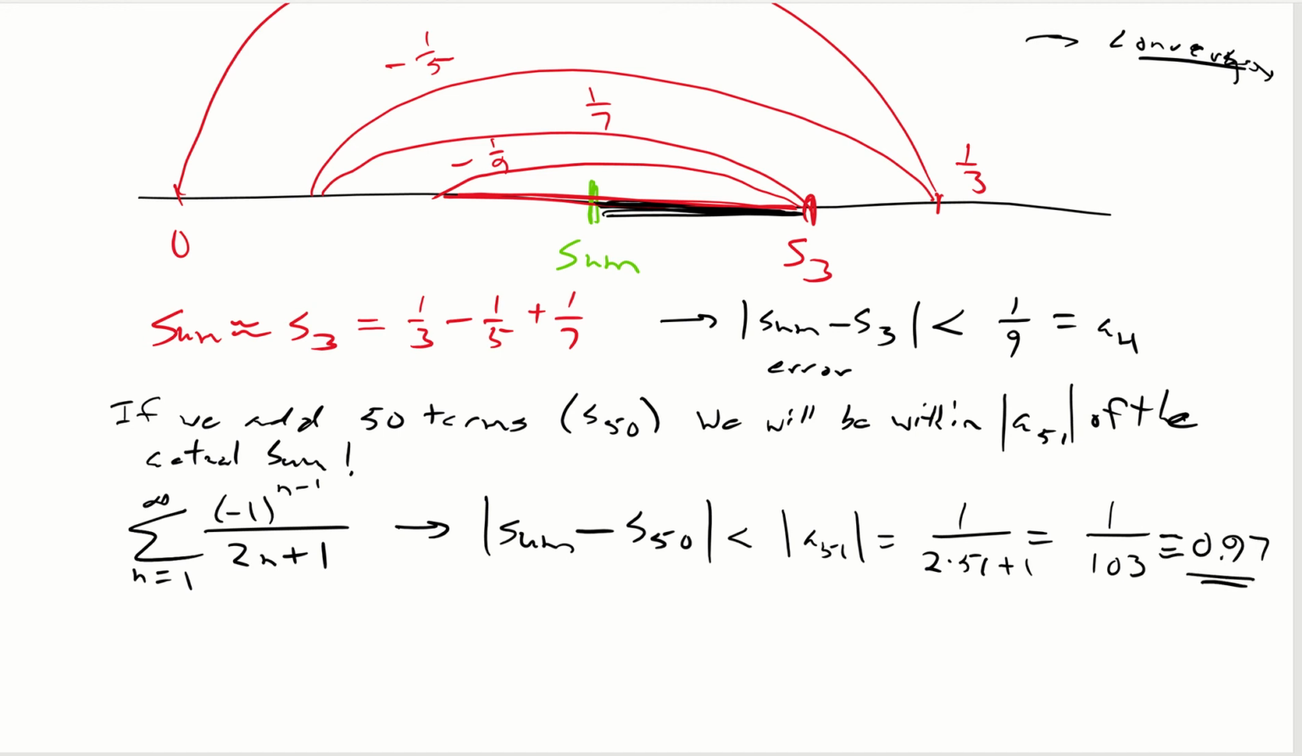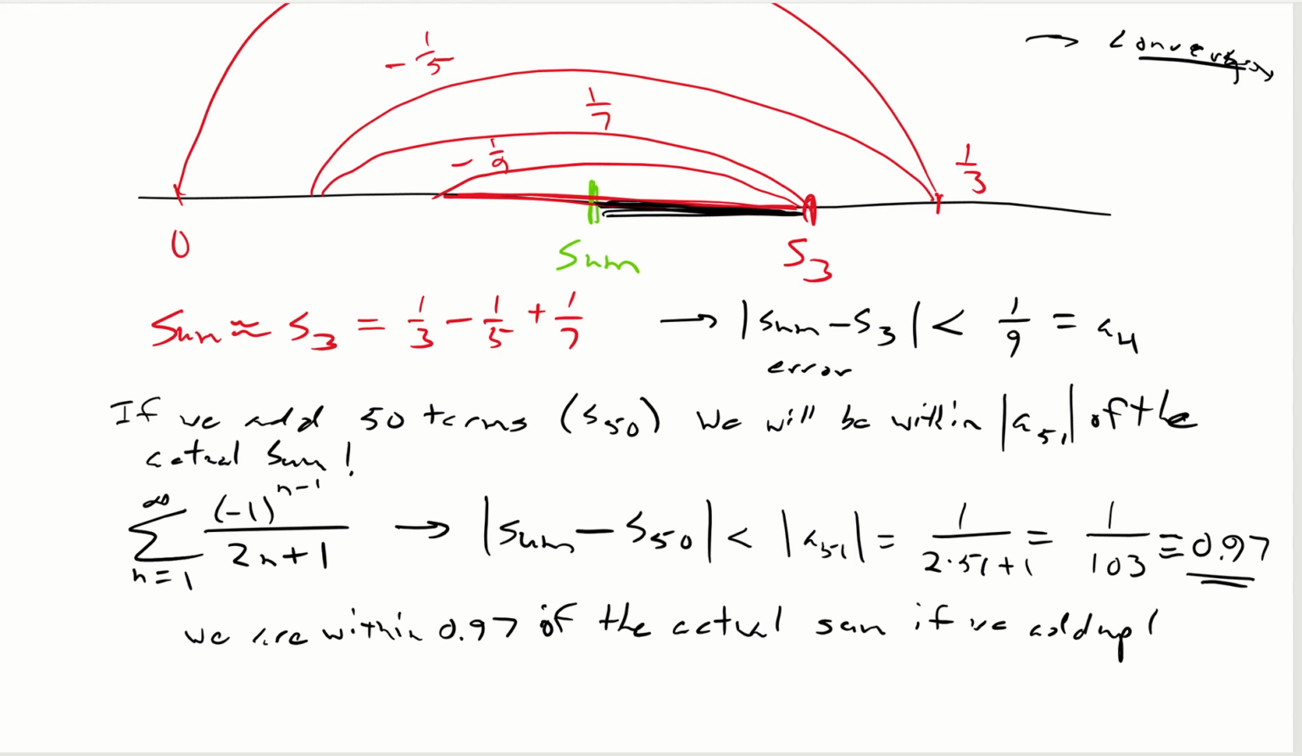Okay, so that means we are within 0.97 of the actual sum if we add up the first 50 terms.